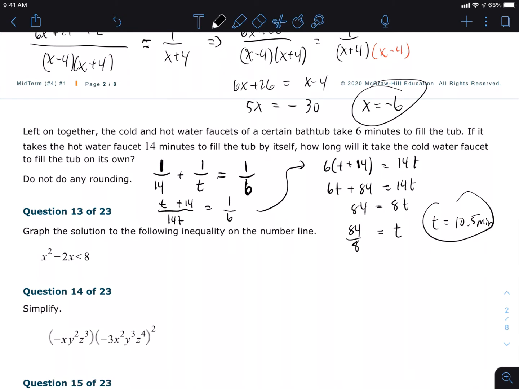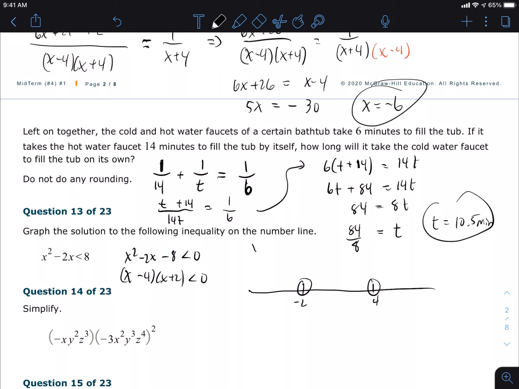Okay, so in this next one, it's saying graph the solution to this inequality. No big deal. So I'll do it this way. I'm going to say (x minus 4)(x plus 2) is less than 0. So when does that happen? That's going to happen at -2 and at 4. And they're open circles at these things. And so we want to know when it's negative.